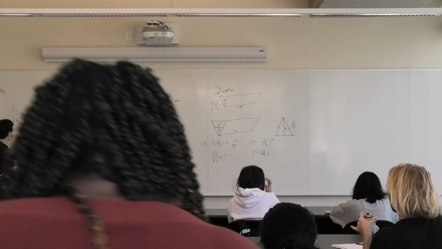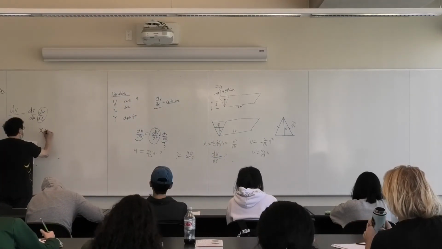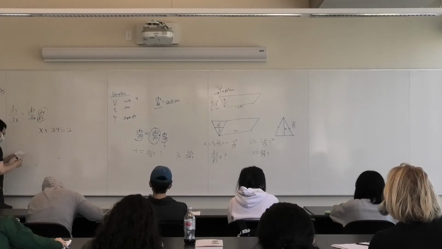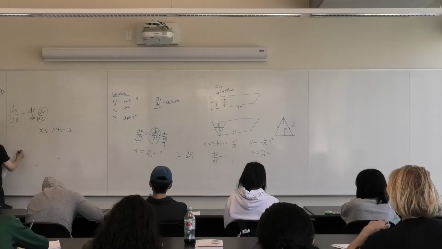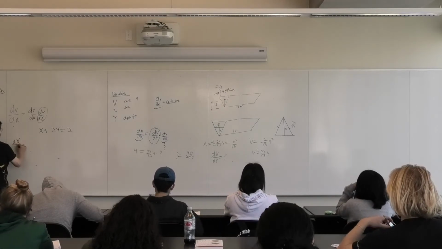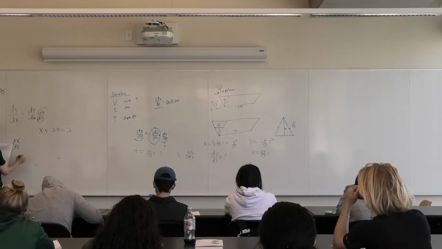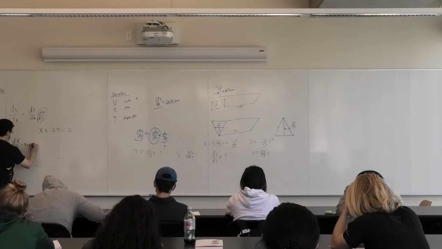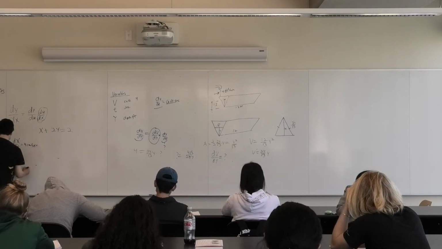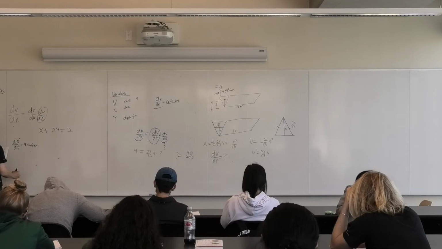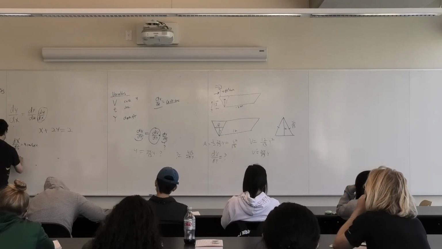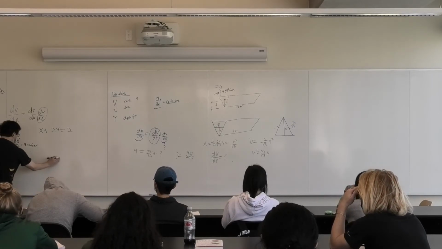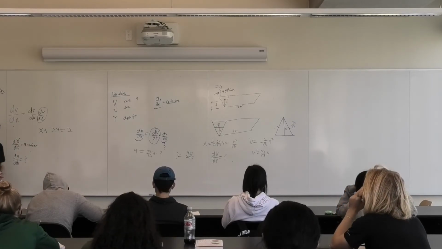The point is moving on the straight line, x plus 2y equals 2. Given that the x coordinate's rate of change is 4 centimeters per second, what's the rate of change in the y coordinate? Try that for a few minutes.